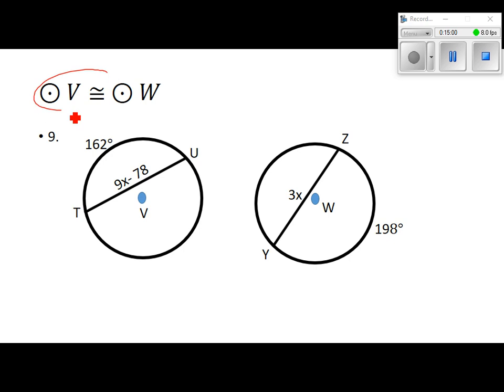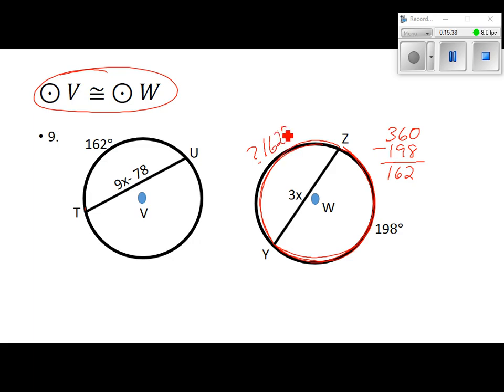Number 9, same idea. They tell us that these two circles are congruent. Bad thing is, looking at this, they don't tell us that we have congruent arcs or congruent chords. But if this arc right here, let's say, is 198, then we could find this arc over here. We just take 360 minus 198, and that comes out to 162. So that arc is 162 degrees.